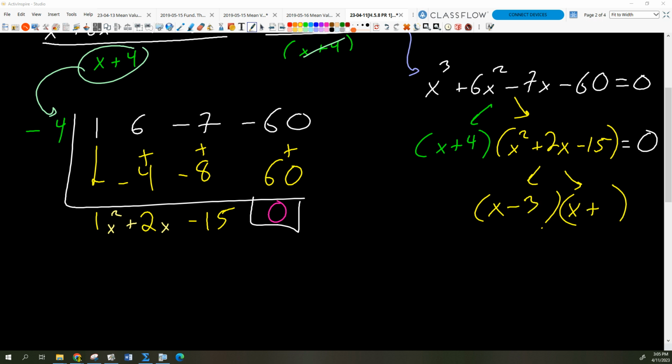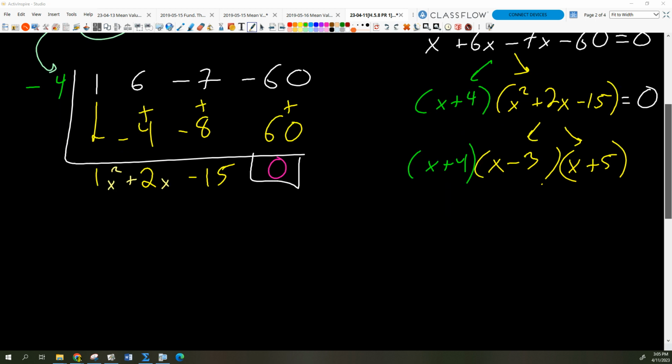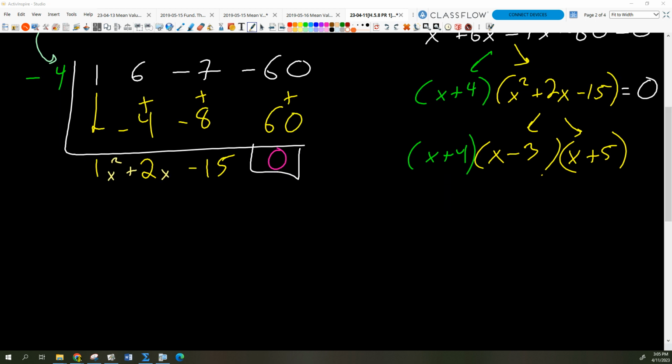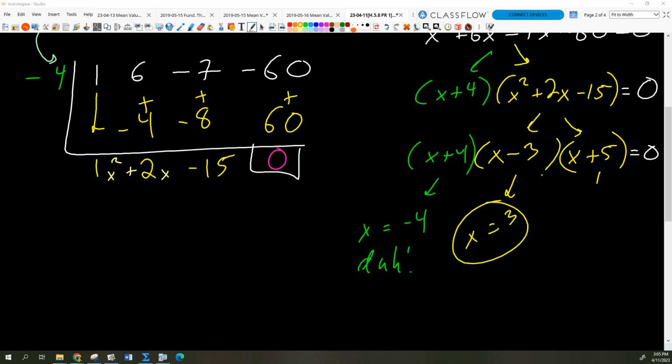-3 and 5. Maybe you already said that. I just hadn't heard that one yet. Okay, and that whole thing is equal to 0, right? We're finding zeros, so apply the zero product property. X equals -4. Duh, we knew that one. That was given to us, right? That one we already had, but we needed to find the others. Well, there they are. X equals 3 or X equals -5.